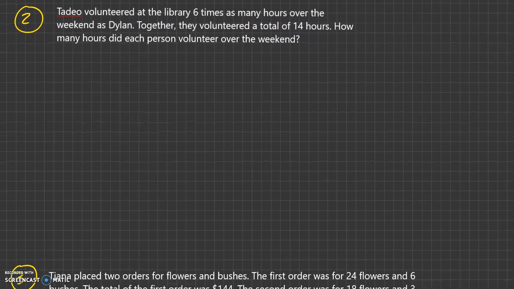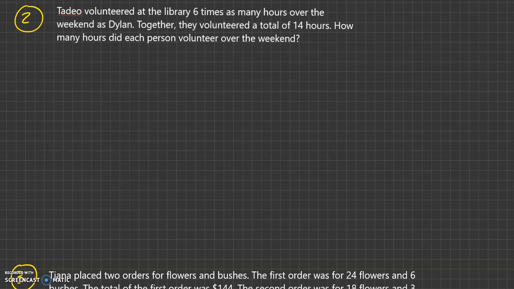Let's look at a little bit harder word problem. Tadeo volunteered at the library 6 times, now that's important information, 6 times as many hours over the weekend as Dylan. So we've got two people here, Tadeo and Dylan. Together, that's an important word, that's addition. They volunteered a total of 14 hours.